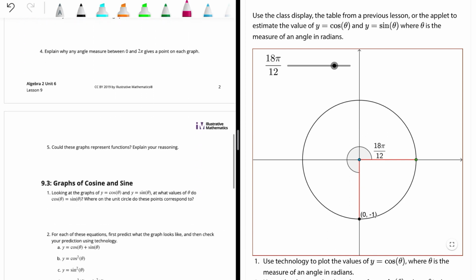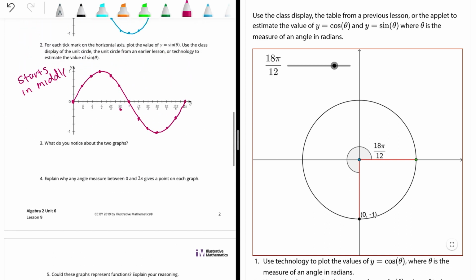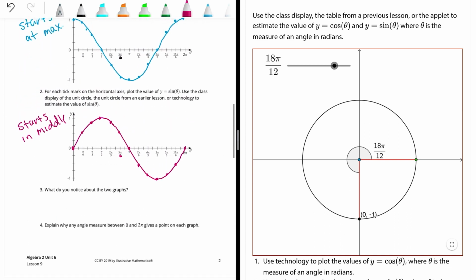All right. Could these graphs represent functions? Absolutely. Every input, there's exactly one output. That vertical line test works here. You can't draw a vertical line and it cross through more than one point on the graph. So every single x value has exactly one y value.